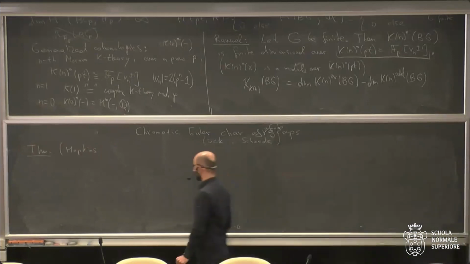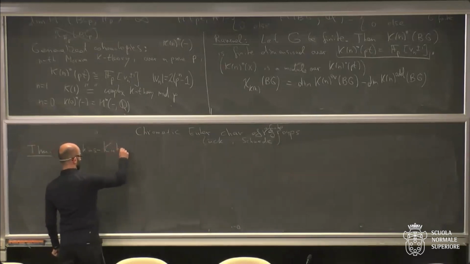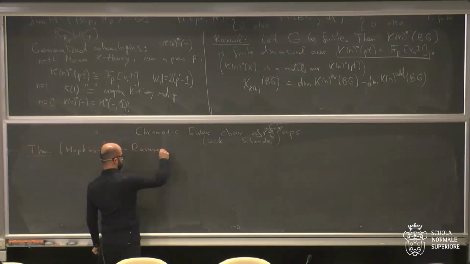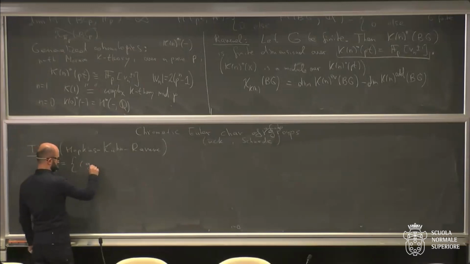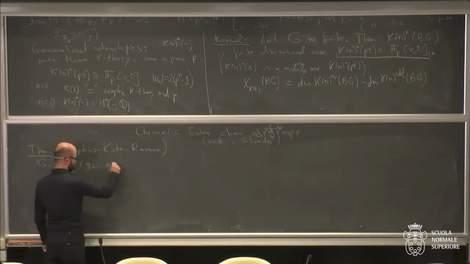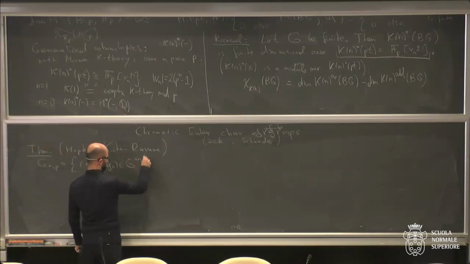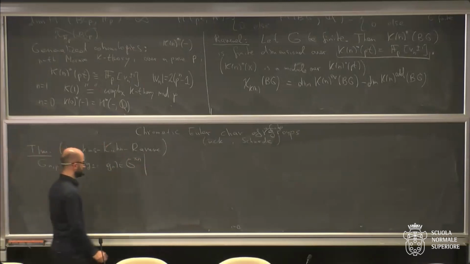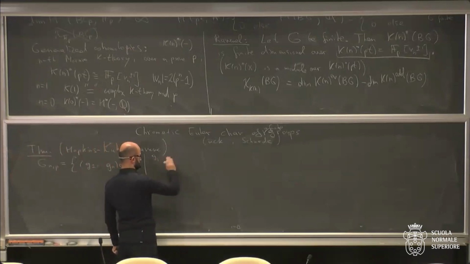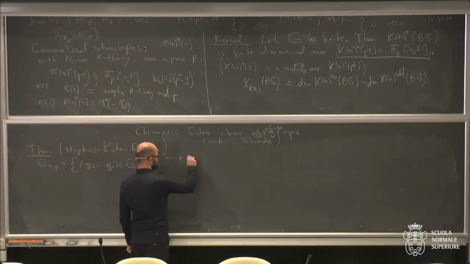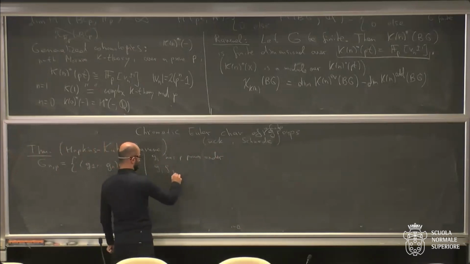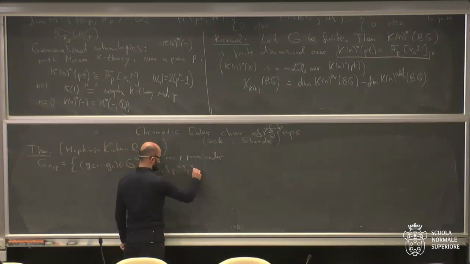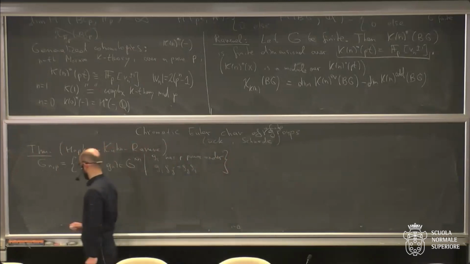So Hopkins, Kuhn, and Ravenel, what they prove is the following: you can consider the set Hom(Z^n, G)_p, which is the following set: tuples (g_1, ..., g_n) of elements of G with the property that each g_i has p-power order, and they commute. g_i g_j is the same as g_j g_i for all i and j. So this is a very nice set.